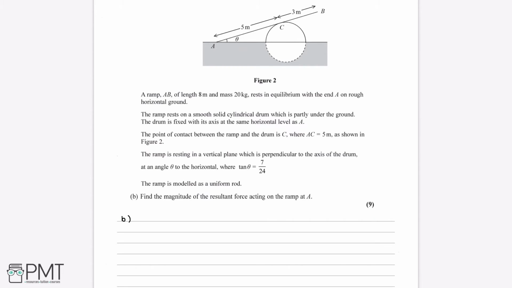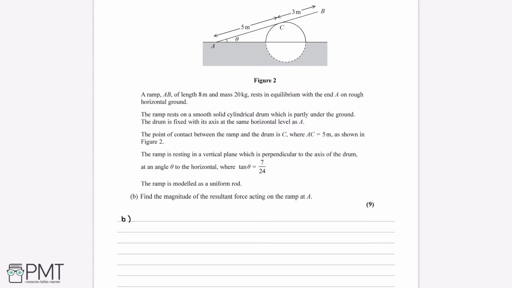So it might be worth drawing some of this information we've been given onto the diagram so we can visualise it a bit better when it comes to answering the question. The first thing we're told is that the ramp has a mass of 20 kilograms, and using the equation F equals ma, force equals mass times acceleration, we know that when the force is weight, the weight must be 20 kilograms times the gravitational acceleration, and therefore the weight of the ramp is 20g.